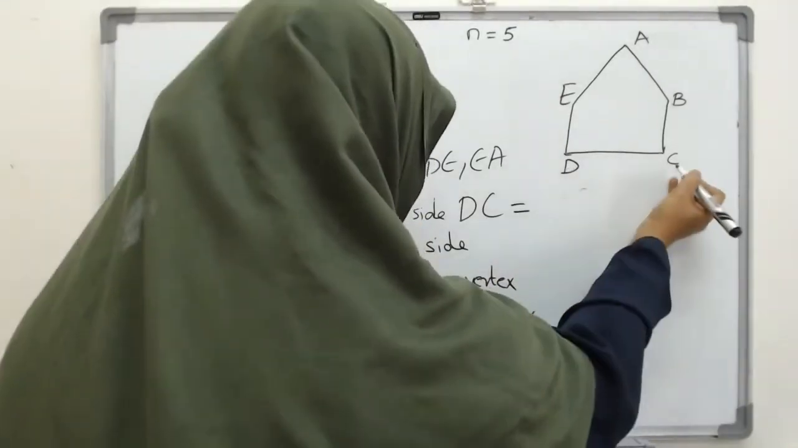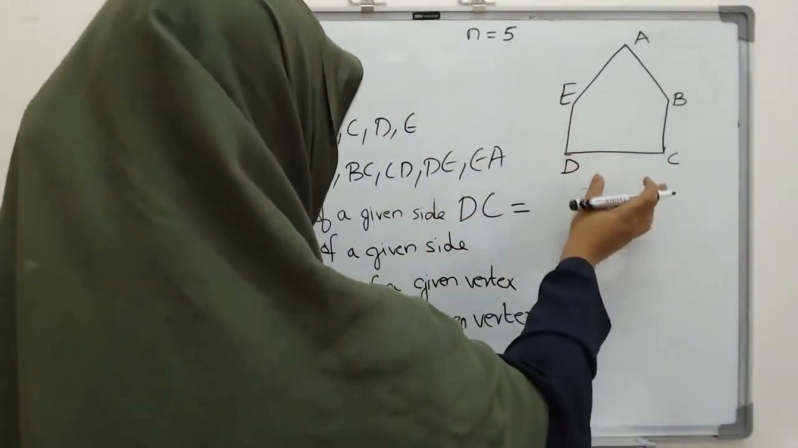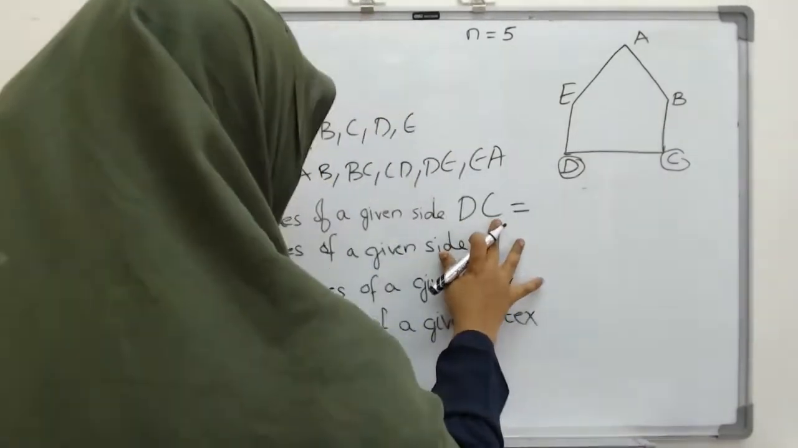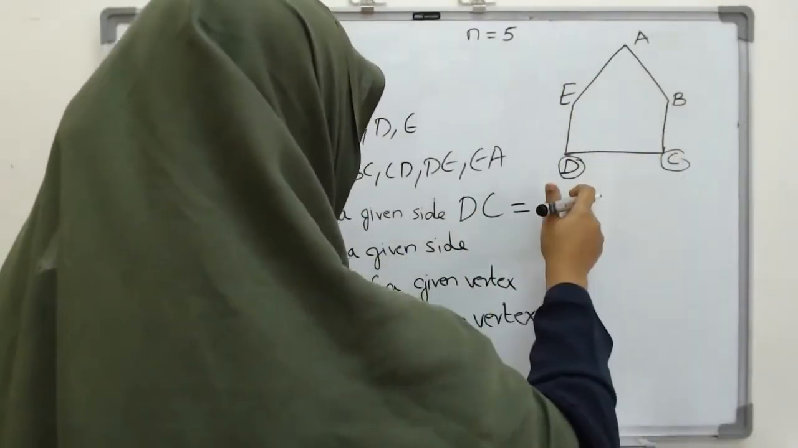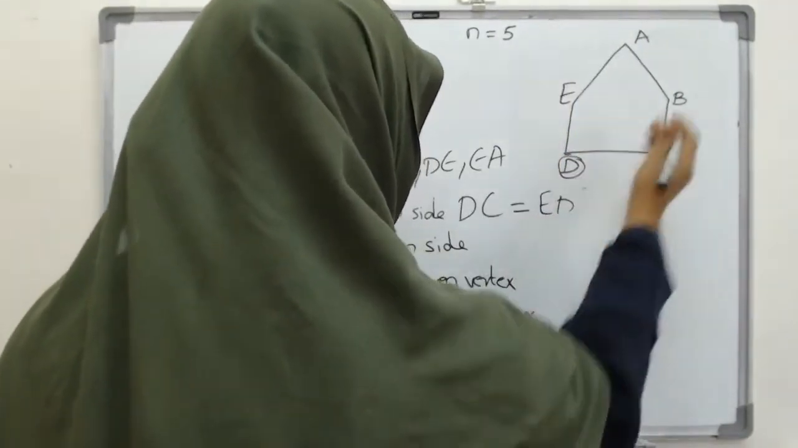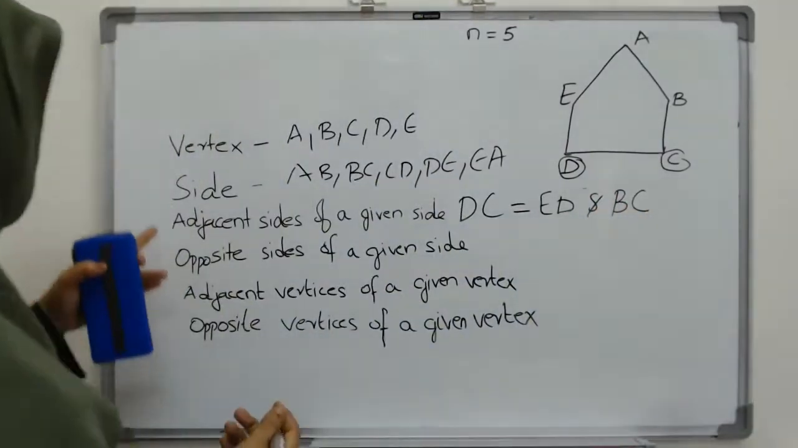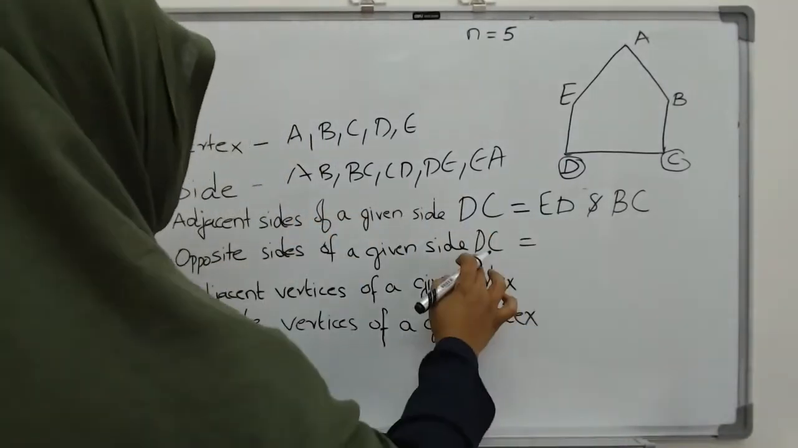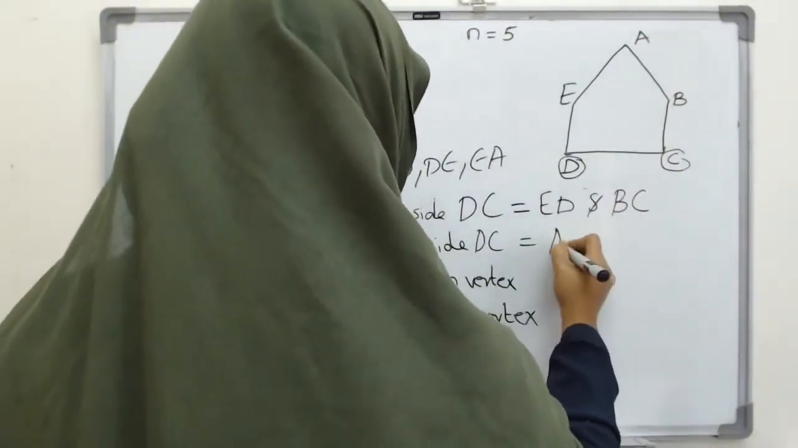So if you take BC, 2 sides are said to be adjacent if they share a vertex. You take this side, it has 2 vertices, right? D and C. Whatever other side shares D or C, those are said to be the adjacent sides. So what are they? ED and BC. So these are the adjacent sides. Now what are the opposite sides of DC? Any side which does not have the vertex D or C, in other words EA and AB. These are the opposite sides.